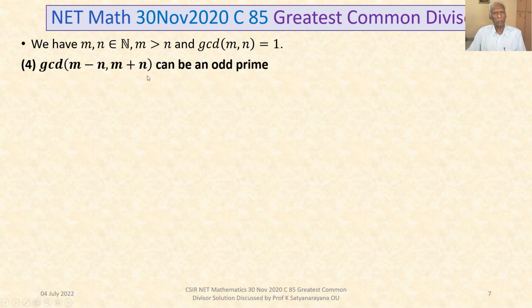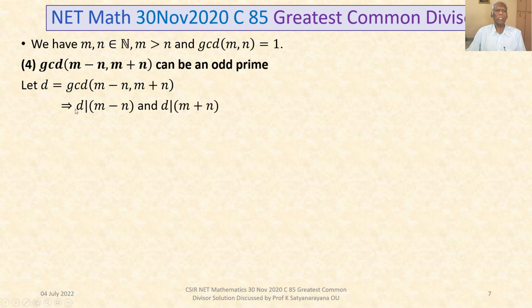Or else, for all pairs of elements m, n belonging to N satisfying this condition, the GCD of m minus n and m plus n is not an odd prime. So let's see. We will see the general case. Let D be the GCD of m minus n comma m plus n. We are going to show that D is not an odd prime.